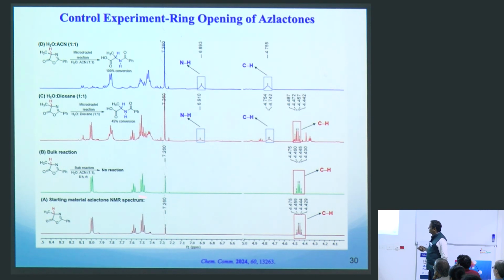Without the reaction, the starting material is still there, and if you do the bulk reaction at the same time in water, there is no reaction. Suppose you apply the microdroplet method by spraying, we are able to observe the deprotected compound as the optically active isomer. We tried different solvents, and water and acetonitrile produced a better conversion of product. Actually, this is the product formation. In the case of bulk, there is no product formation.